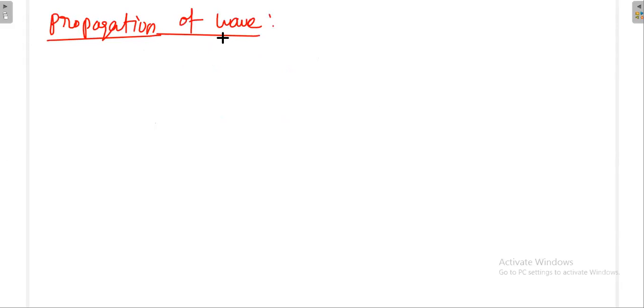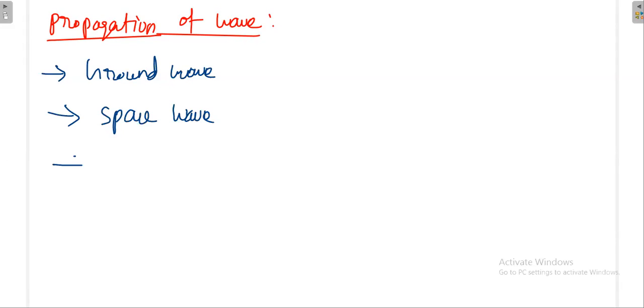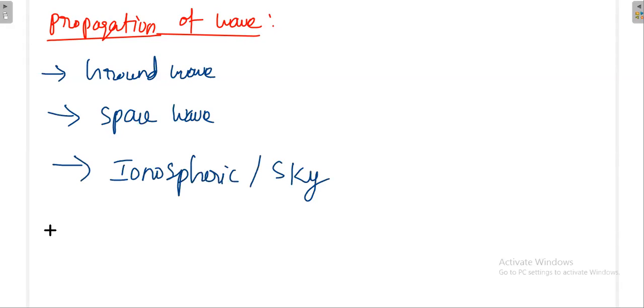Propagation of EM waves. What are all the possible propagations? In general, there are many types of propagation. For example, ground wave propagation, space wave propagation, and ionospheric or sky wave propagation.